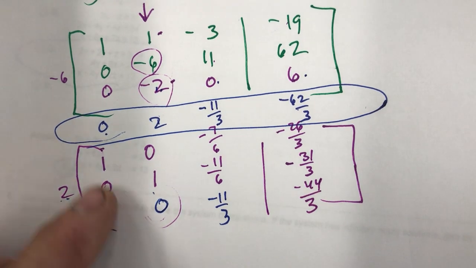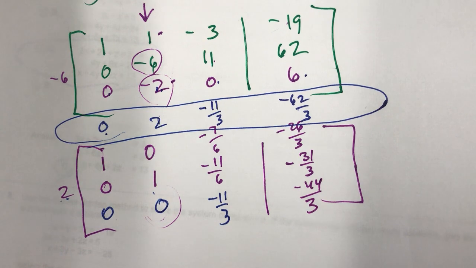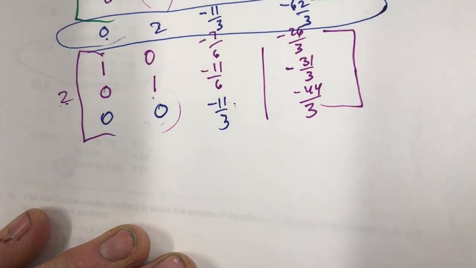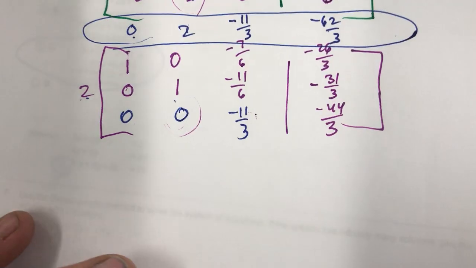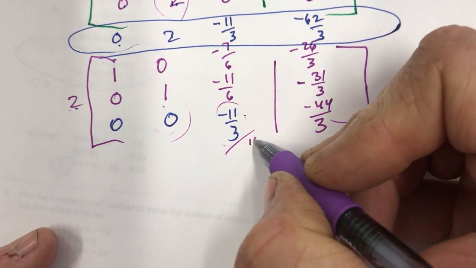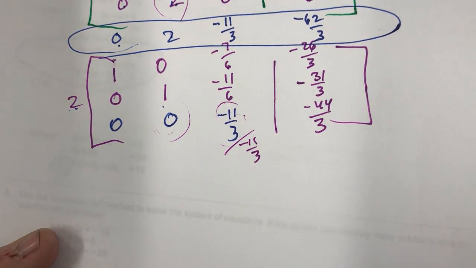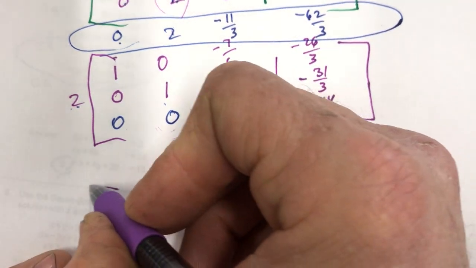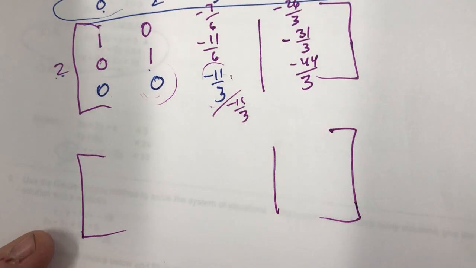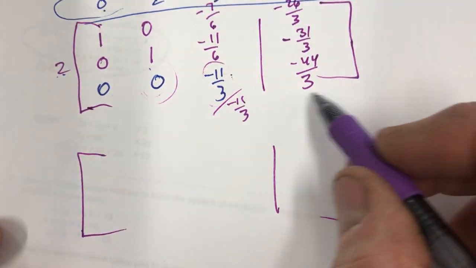And there you go. We got the first 2 columns done. Now we got to go one more time here. I need this to be a 1 down here. See, it's got to look like this identity here. So to get this number to be a 1, I divide by negative 11 thirds. So I'm going to divide all this by negative 11 thirds.